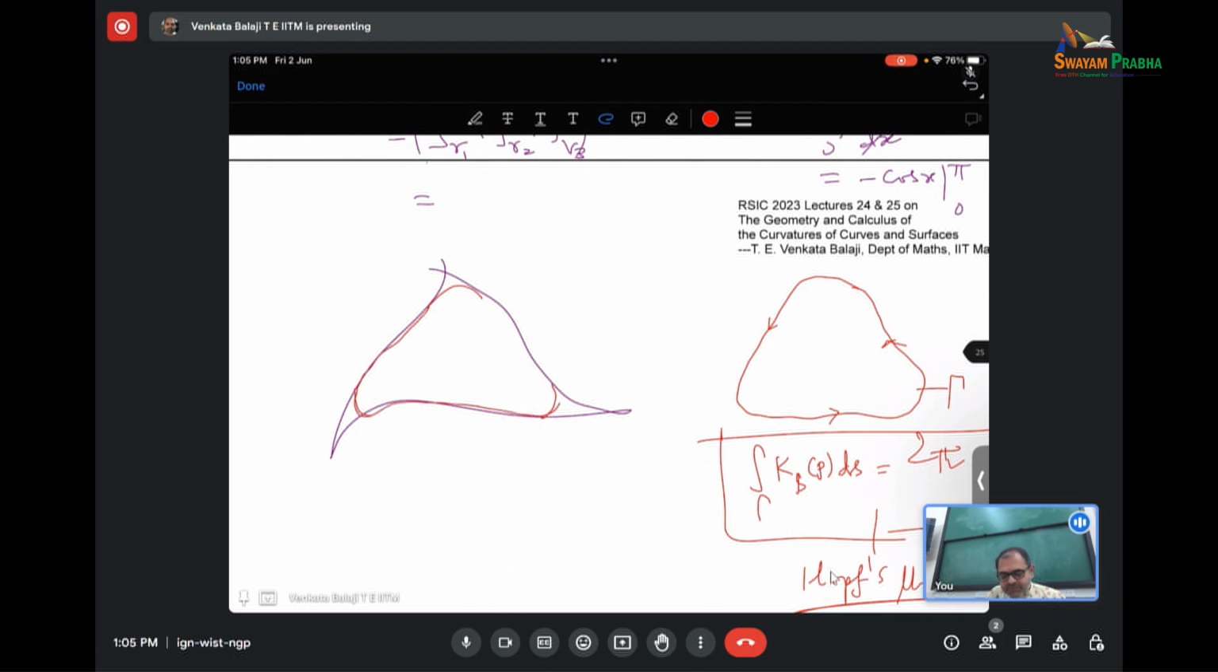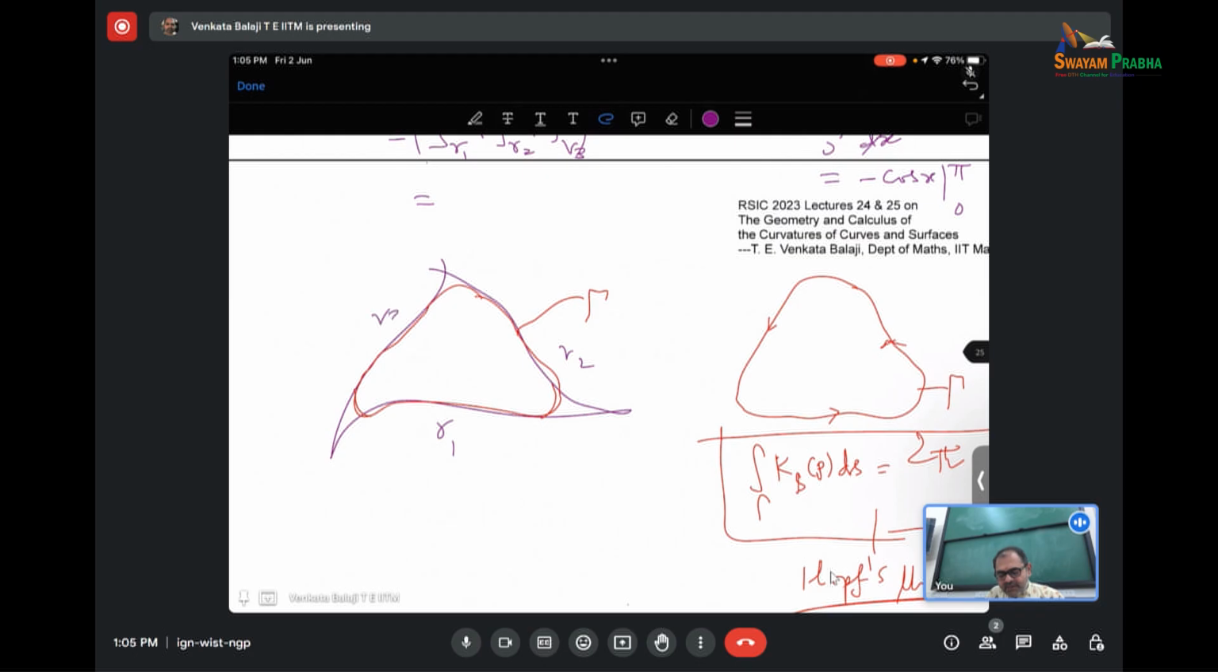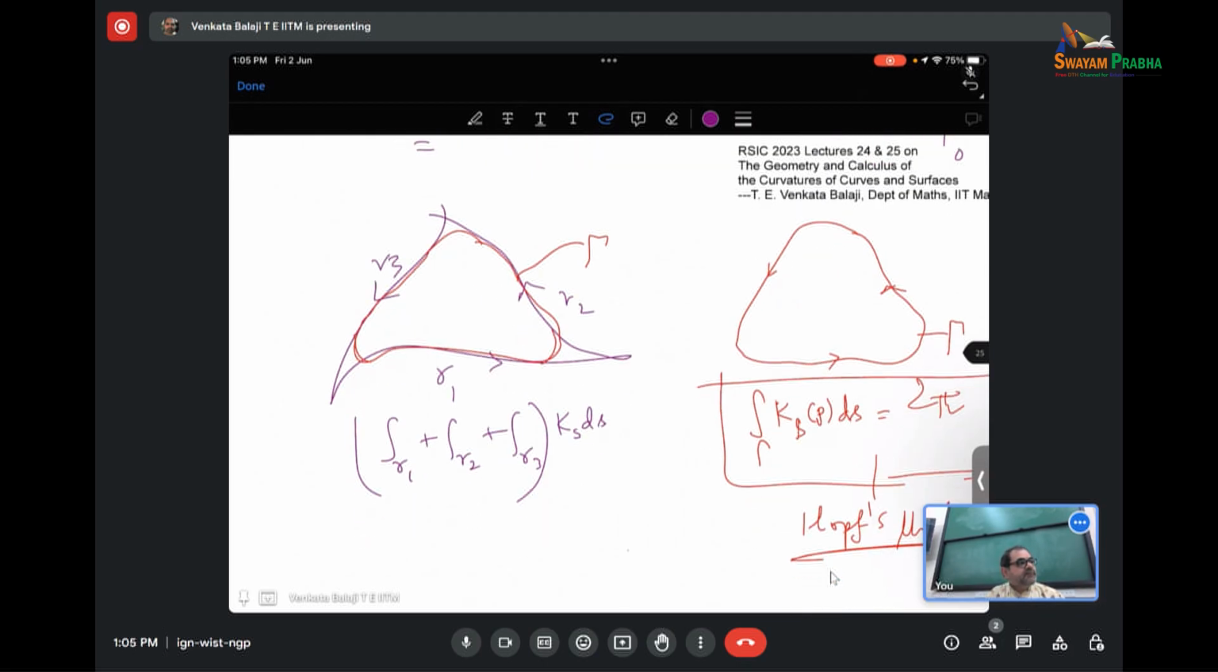See, so you see, now give me the answer to this. Okay, see this portion, this red portion is your gamma. Okay, whereas this violet thing that I have written down is gamma 1, gamma 2 and gamma 3 like this. Okay. Now, what do you think will be integral over gamma 1 plus integral over gamma 2 plus integral over gamma 3 total curvature? What do you think this will be? See, had it been this red thing, I would have got pi. Okay. But because of this, what is going to happen?